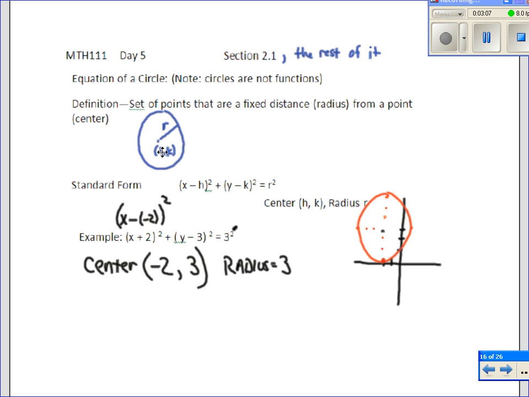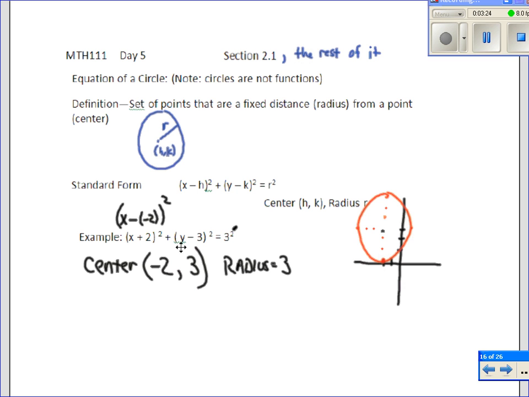So the center of the circle is a point, we call it the coordinates (h, k), and then the radius we denote with a variable r. So standard form is (x subtract h) squared plus (y subtract k) squared equals r squared, where again the center is (h, k), the radius is r.